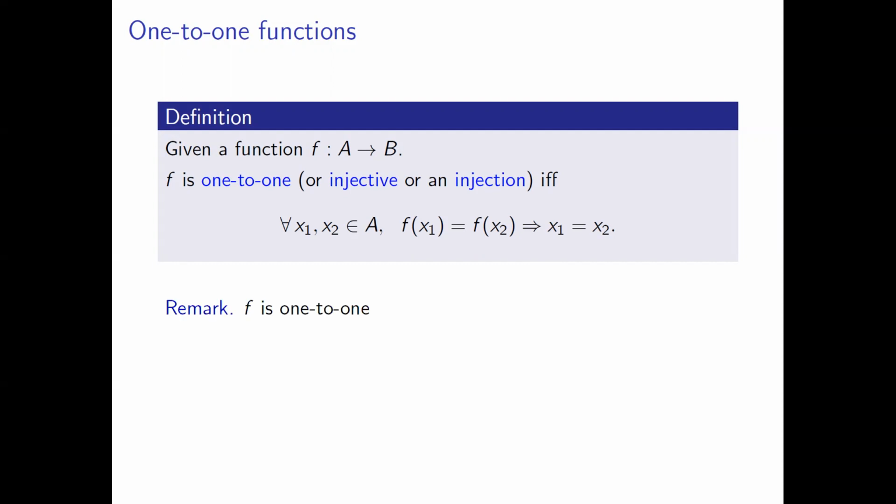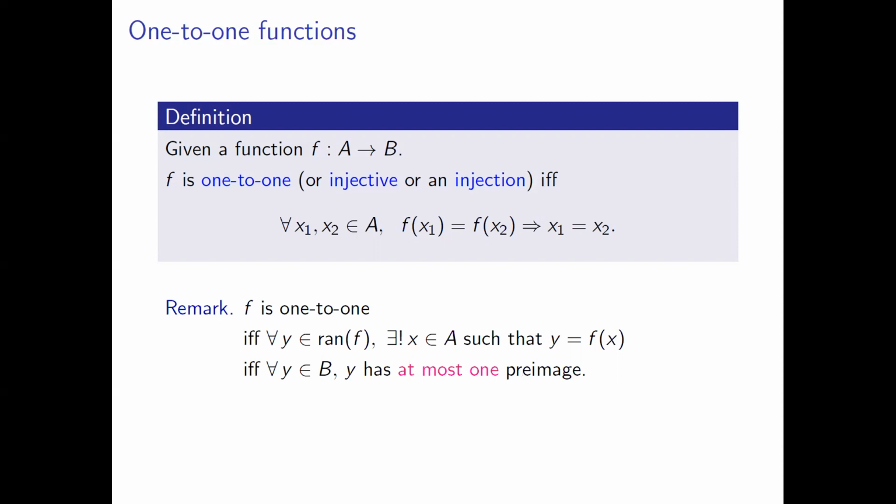It follows that f is one-to-one if and only if for any element y in the range of f, there is exactly one element x in A such that y is equal to f of x. That is, for any element y in the codomain B, y has at most one pre-image. We will sometimes use the following notation to denote that f is a one-to-one function from A to B.